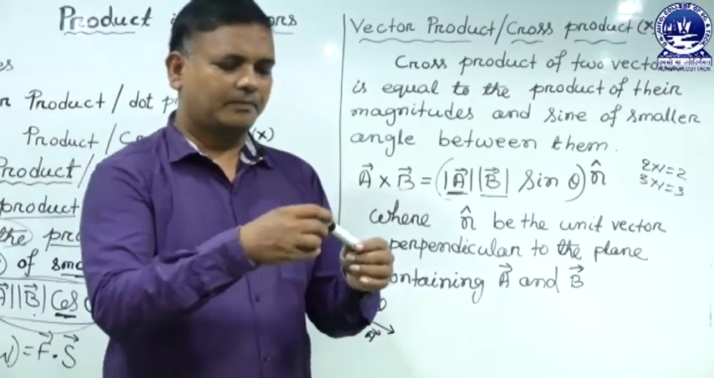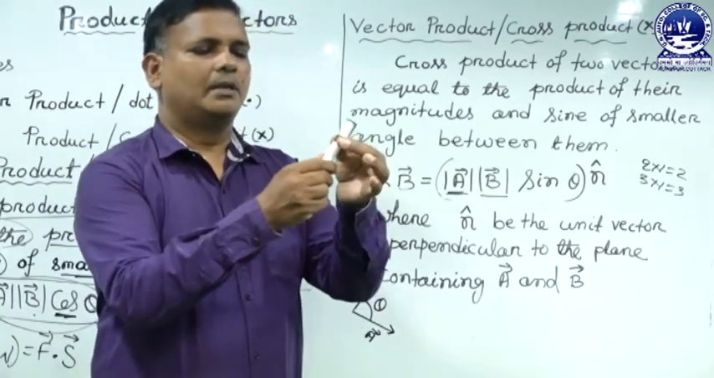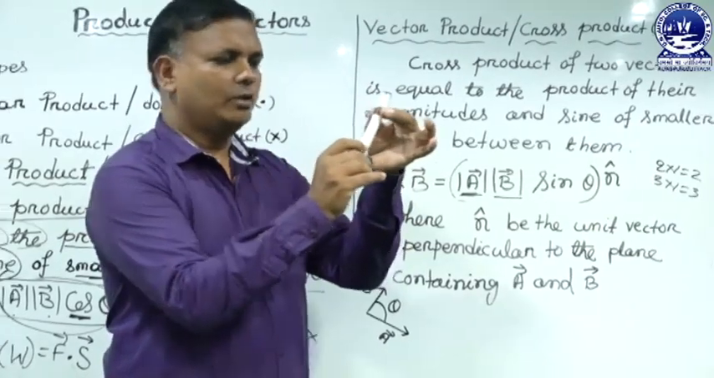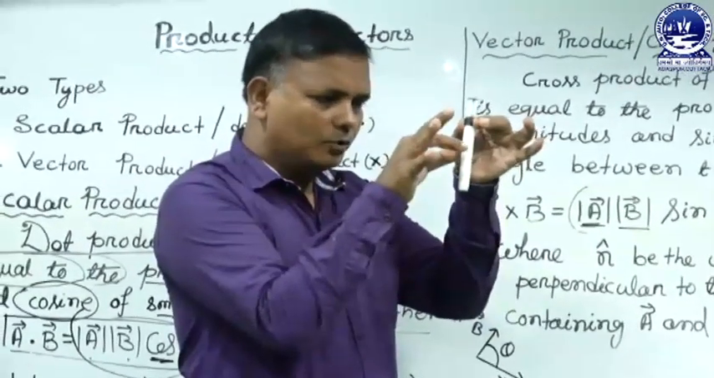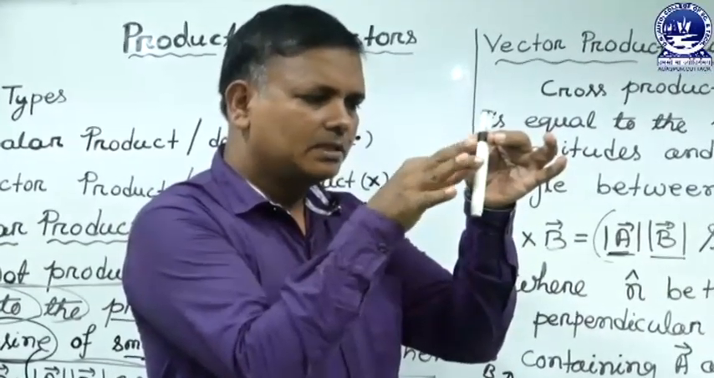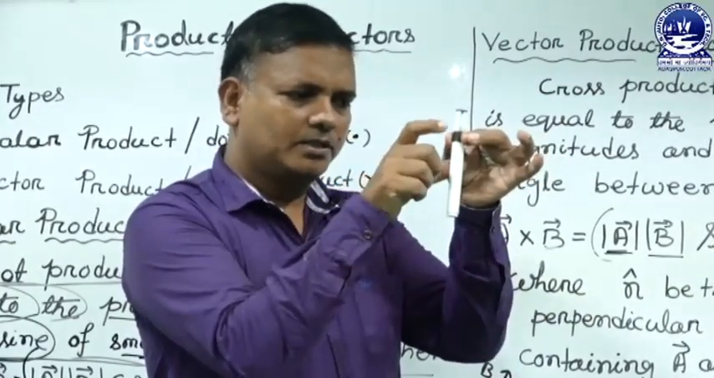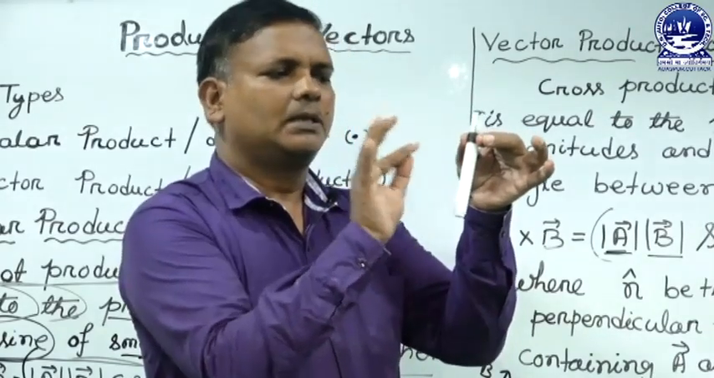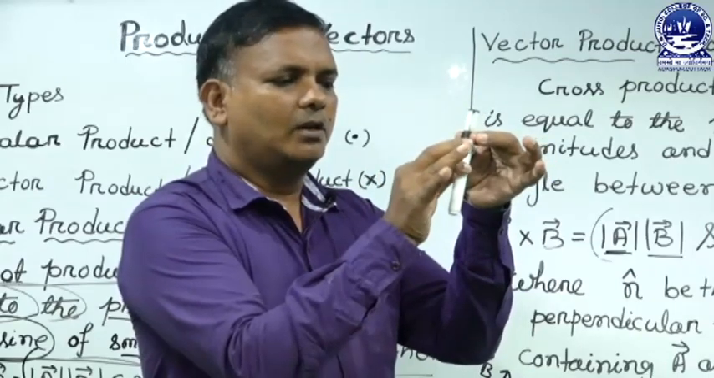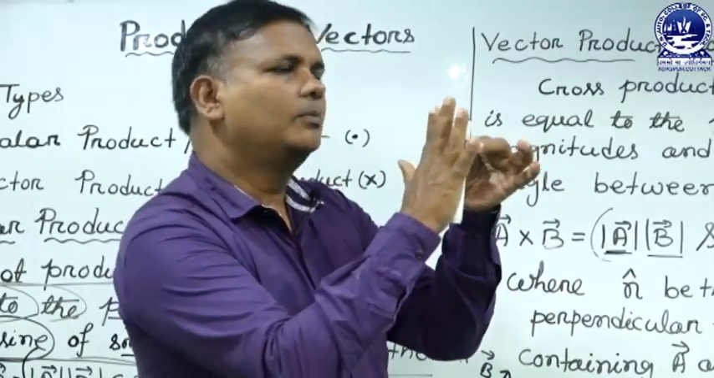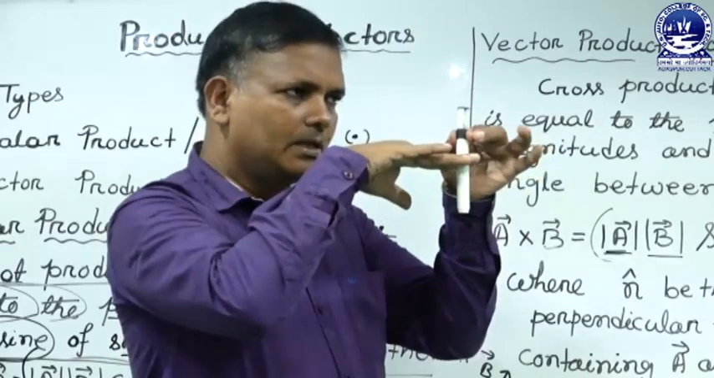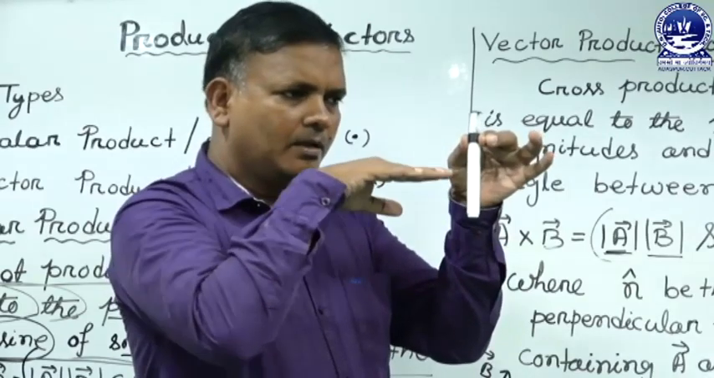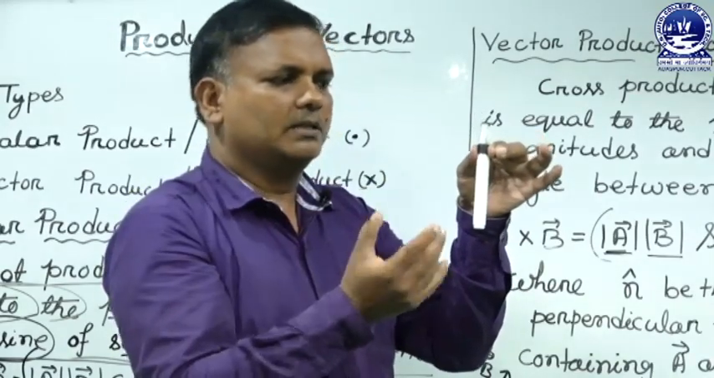For example, when we open this marker, we apply two forces, one in this direction, another in this direction. When both are applied on this marker, the cap of the knob opens. We apply them in the plane, here is the A vector, another is the B vector, but their multiplication gives the direction of A cross B.